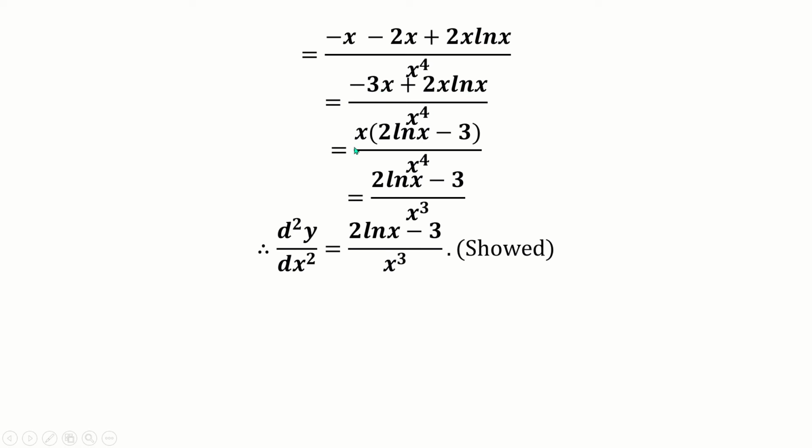Now take common x, and we have written at first plus 2 ln x minus 3. Now here 4x, so 1x cut, here will be x cube, and numerator will be 2 ln x minus 3. Okay, hence proved. Clear everyone?